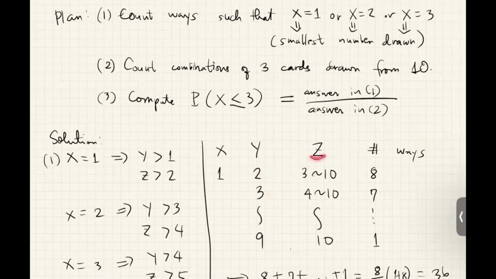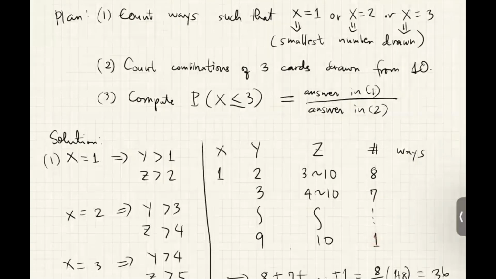So the only possible values for z are 4 to 10, and so on. And up to when y is 9, then the only possible value for z is 10, okay? How many ways are those? Okay, the first one, how many are these? 3, 4, 5, 6, 7, 8, 9. There are 8 of those, right? 3 to 10. This one's 7, and so on. And here we only have 1 way.